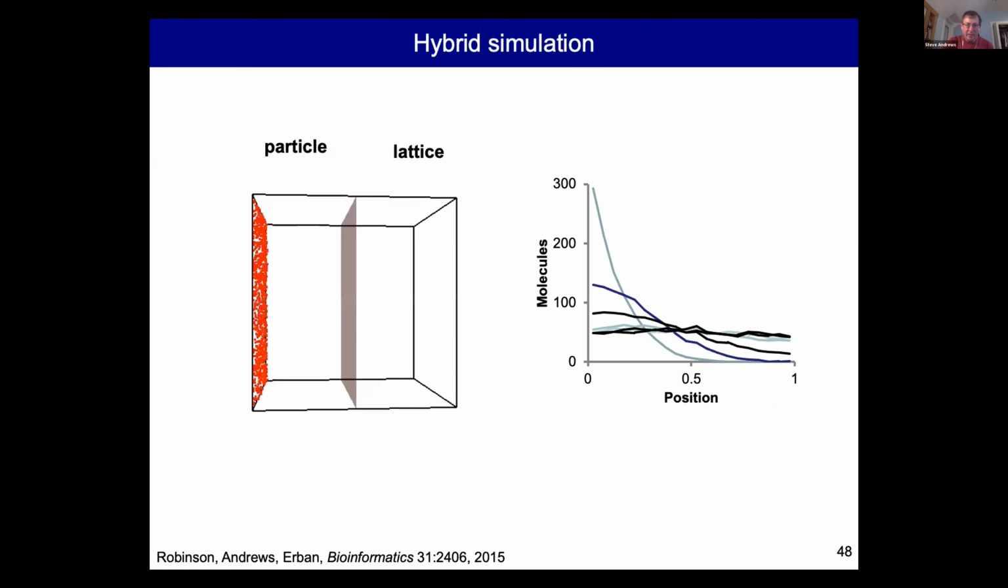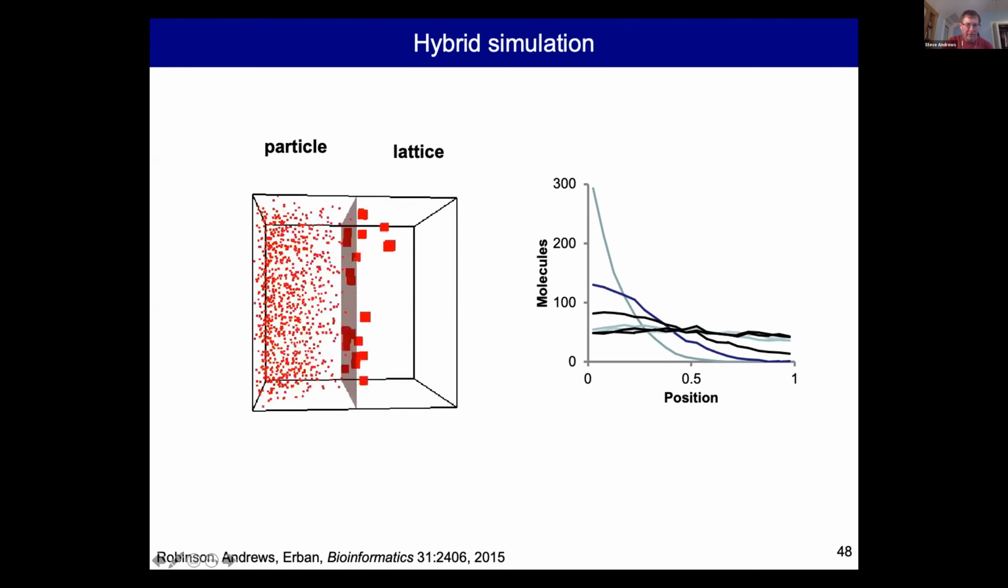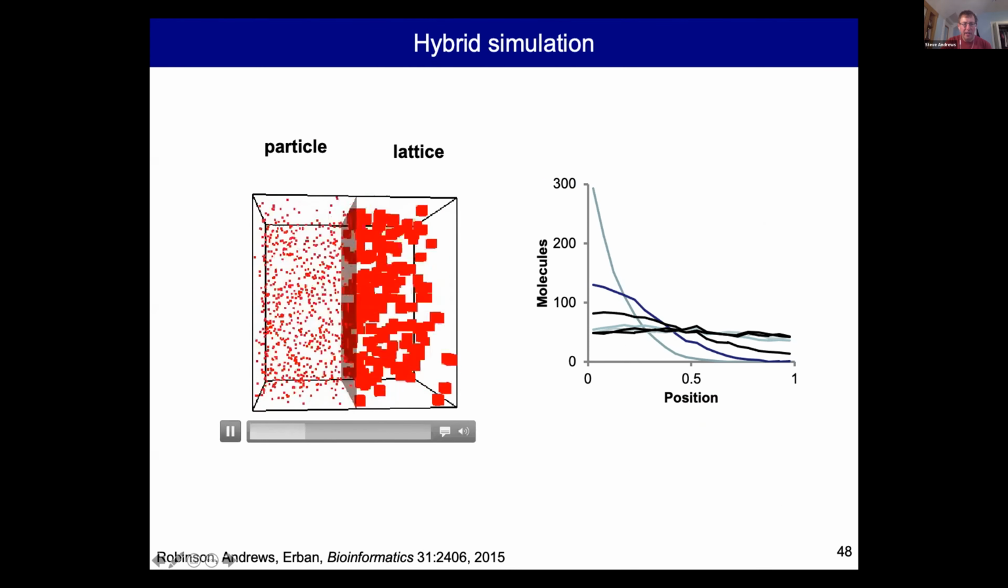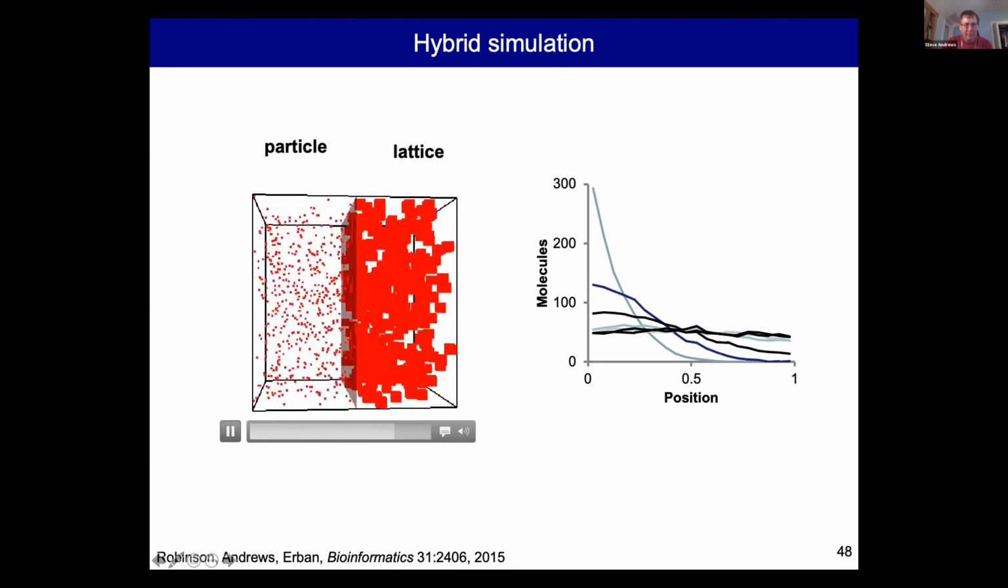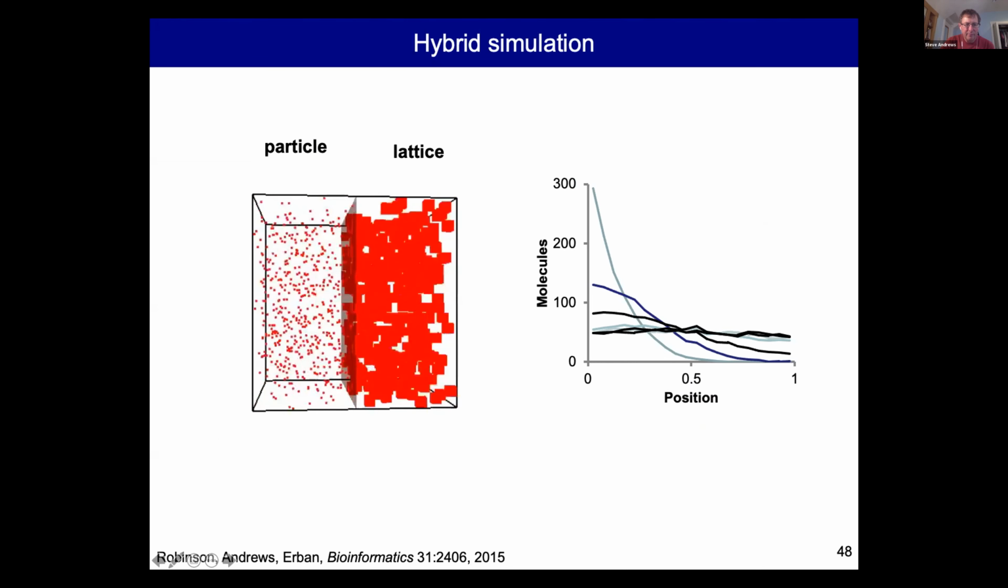Another feature is hybrid simulation. Often you want particle-based simulation in part of the space where you want detail. Then you want lattice-based simulation where you want less detail. So the left has particle-based, the right side is lattice-based, and in between is what's called a port, where molecules can cross freely. And that now gives much more efficient simulations with the lattice-based part.